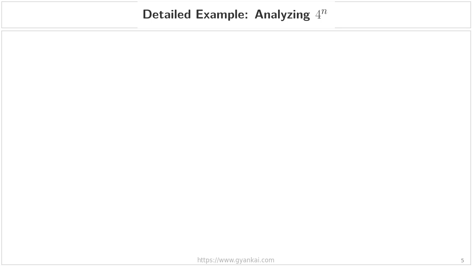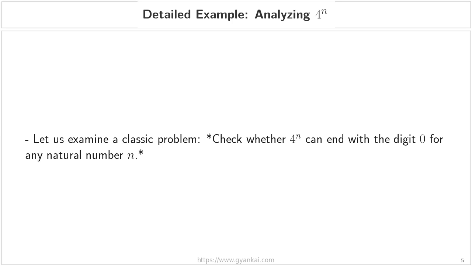Detailed example, analyzing 4^n. Now that we understand the logic behind why a number needs both a 2 and a 5 to end in 0, let's put this theory into practice with a classic problem.